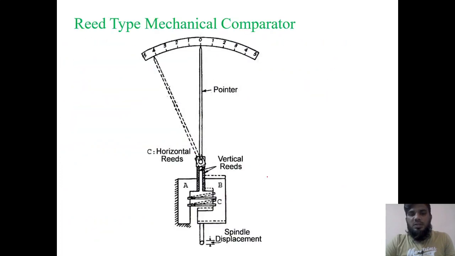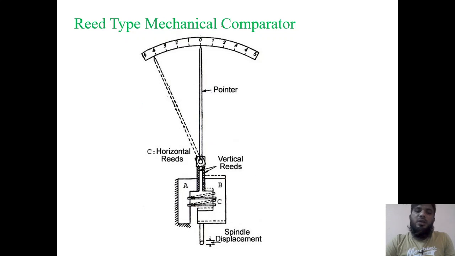So here it is, A, B, C. This is fixed, whereas this can move up and down. This is not fixed. A is your fixed position. B and C are the positions on which your pointer will be deviating. When it moves up, because of the motion of this, it will try to move up, because this is again a pivot joint.